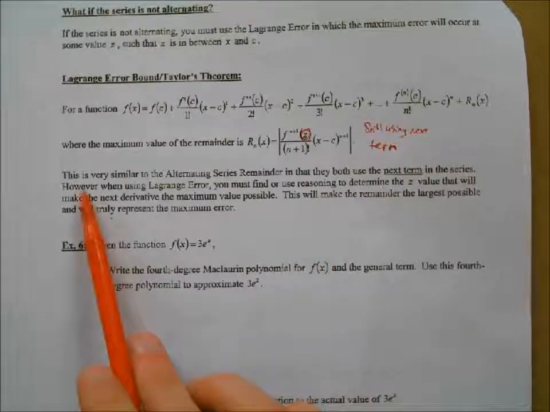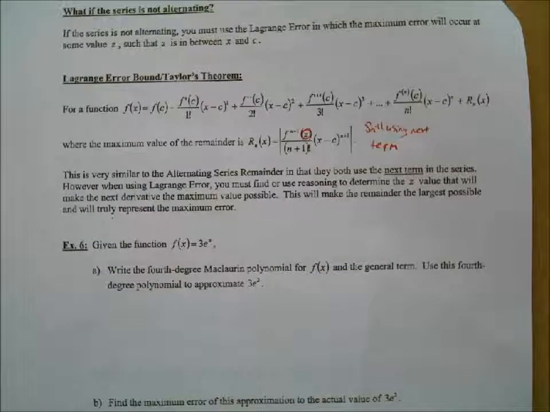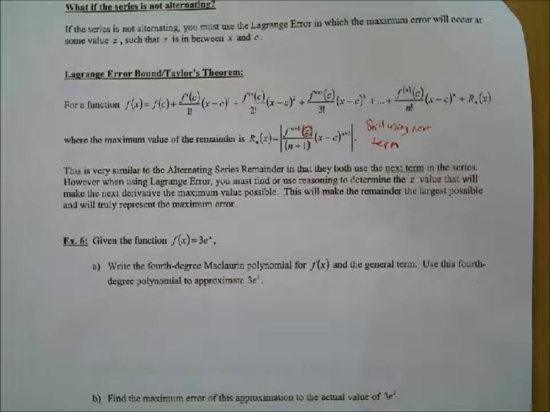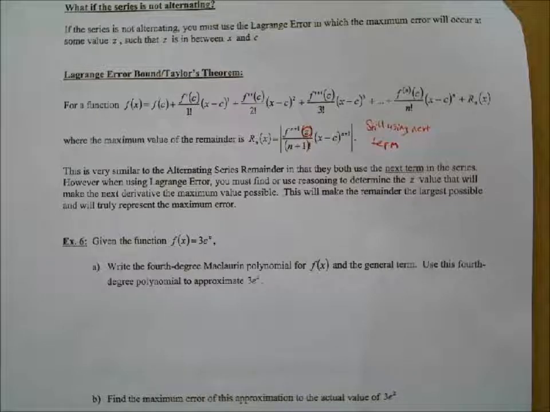So again, this is very similar to the alternating series remainder, or error, in that they both use the next term in the series. So that's something that's common. We don't have to memorize two different things in that case. They both just use the next term in the series. However, when using Lagrange error, you must find or use reasoning to determine the z value that will make the next derivative the maximum value possible.